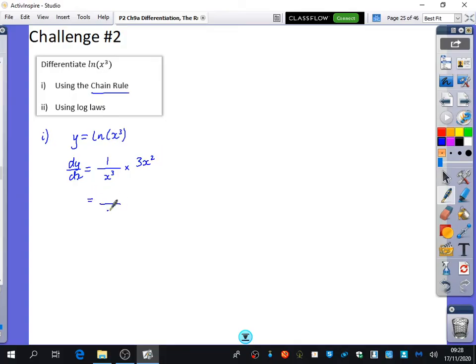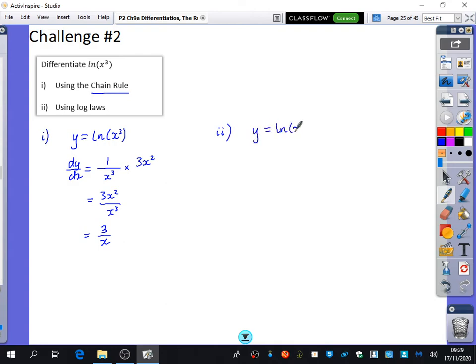Some of you may have been able to go straight to this, because you know that ln functions differentiate to the inside of the ln function, and on top of it, the derivative of the inside of the ln function. So this simplifies to just 3 over x, because the x squared and the x cubed cancel. Now, the other way that we wanted to differentiate this was using log laws, okay? So we're not going to do any differentiation first. We're going to use a log law to write ln of x cubed in a different way, and then we're going to differentiate that and see what we get.